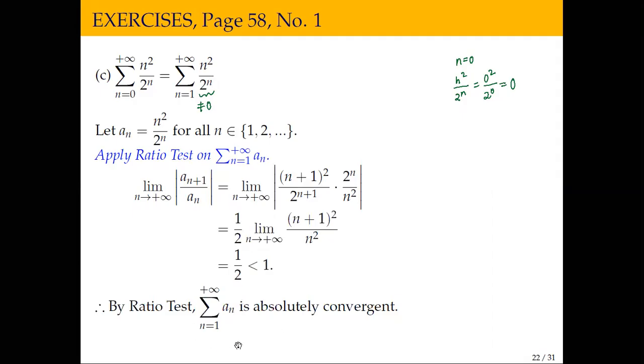Since we have shown that this infinite series is absolutely convergent, since this infinite series is just equal to this infinite series, as a consequence, this infinite series is absolutely convergent. And that's it for letter C.